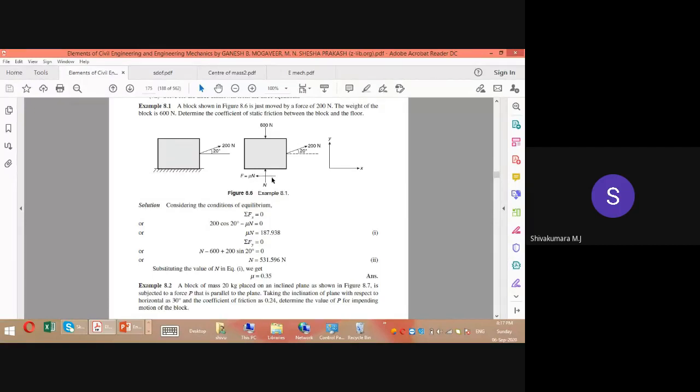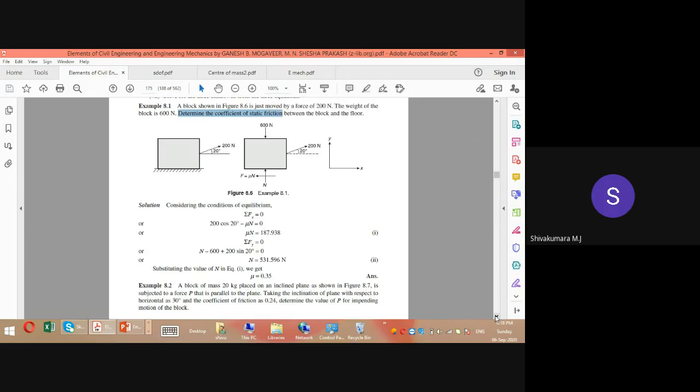The forces in the horizontal direction are 200 cos 20, and then towards left mu into N. So mu N equals 187.938, you will get equation 1. You apply summation of Fy equal to 0: towards down 600, towards up N, and one more vertical component, plus 200 sin 20. Taking all these components, you will get N. Substitute N over here and you will get the value of mu. The value of mu is 0.35. So that is the coefficient of static friction.